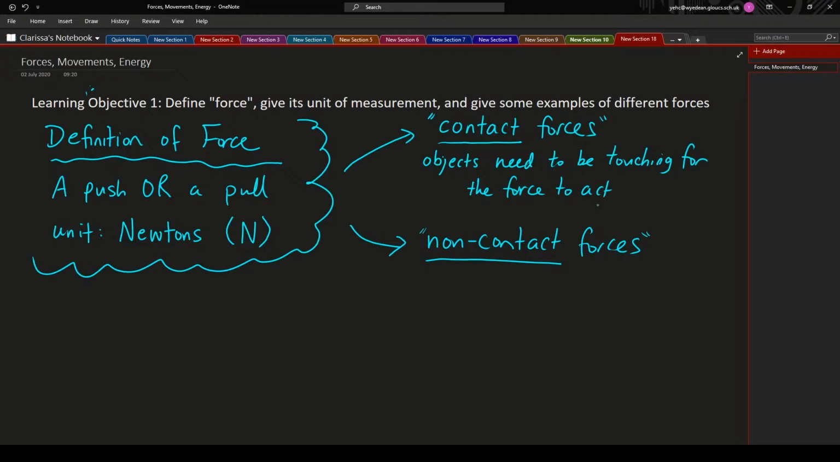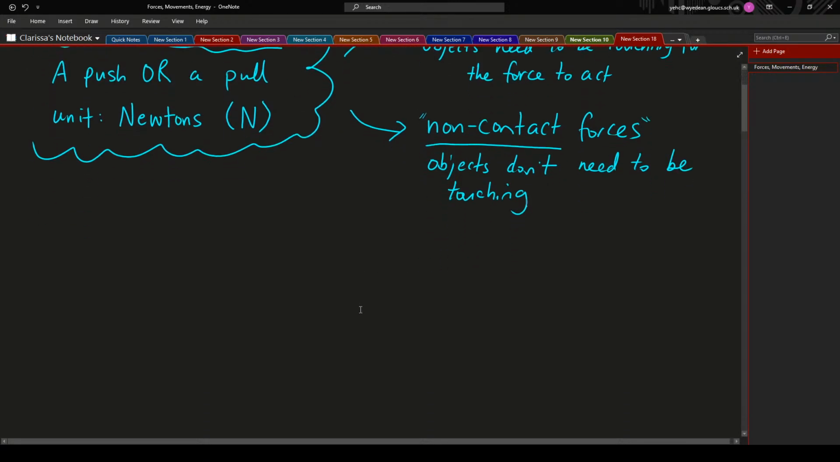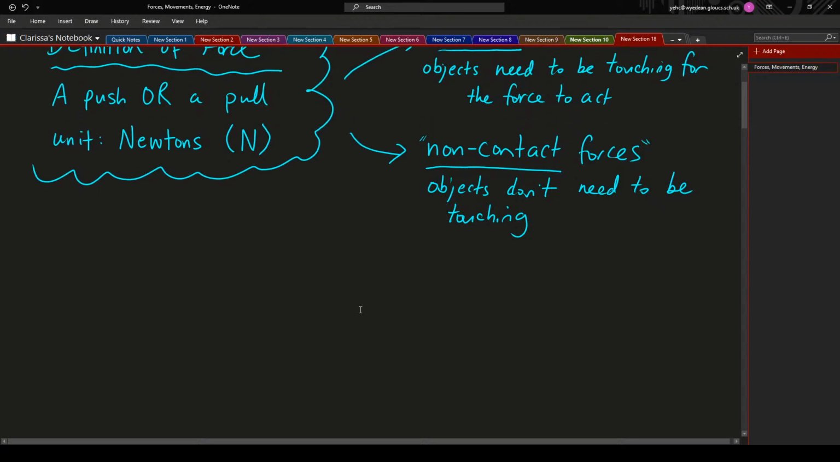So with contact forces, the objects need to be touching. But there are some forces where the objects don't need to be touching for there to still be a force that is felt. And we call these non-contact forces. So objects don't need to be touching. And we'll give some examples now, just for you guys to have a think about it. We'll start off with the non-contact forces actually, because there's fewer of them.